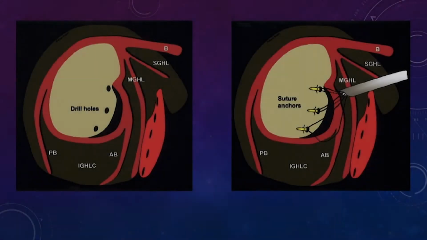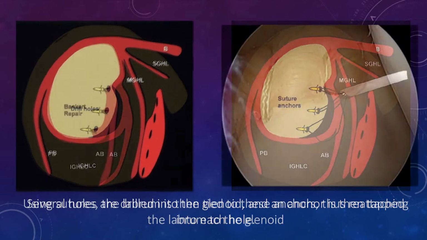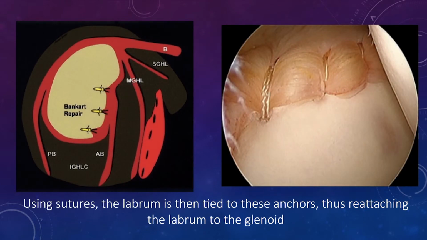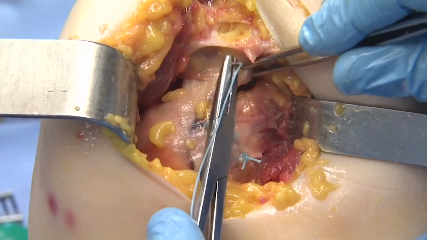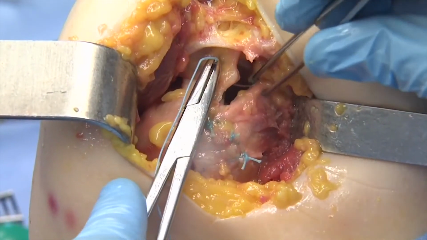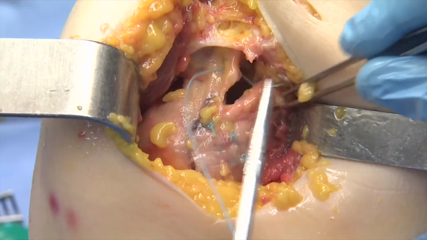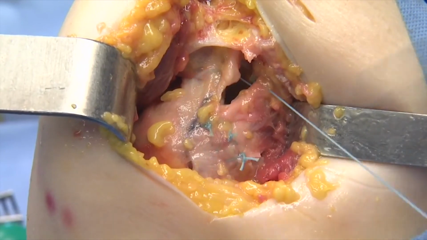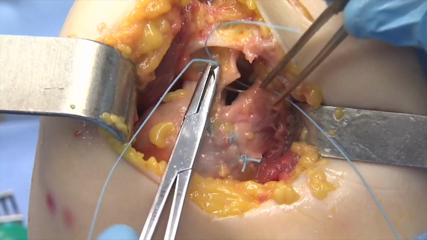With this guidance, the surgeon is then able to lift and mobilize the torn portion of the labrum. Several holes are drilled into the glenoid and an anchor is tapped into each hole. Using sutures, the labrum is then tied to these anchors, thus reattaching the labrum to the glenoid. At the end, all of the incisions are closed and sterile dressing is applied to the area. The patient then undergoes 7 to 9 months of rehabilitation. An alternative method of surgical stabilization is open surgery. As it is a more invasive procedure that requires the disruption of the subscapularis, it is now less common than arthroscopic repair. However, it is still preferred when there are associated injuries.